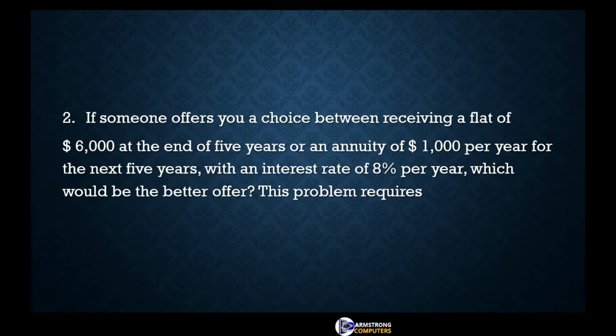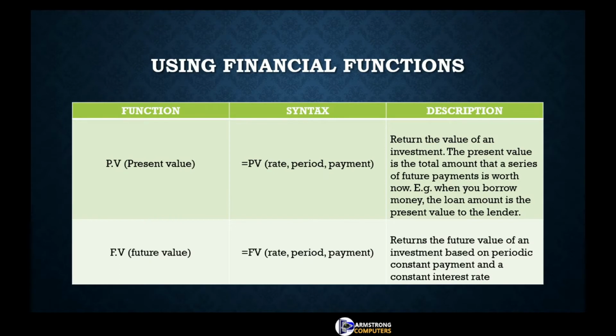Now the first offer, we know that it is 6,000. At the end of the period they are giving 6,000. But what about the other offer? What formula do we think we can use here? The formula we can use here is the future value, which returns the future value of an investment based on periodic constant payments and a constant interest rate.